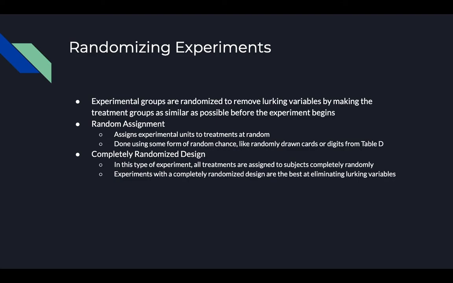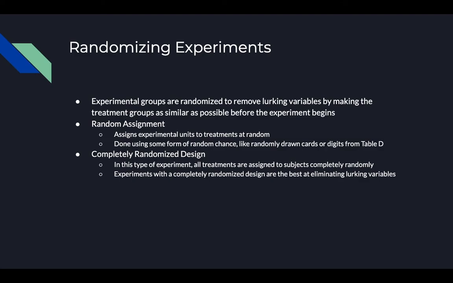Randomizing experiments. Experimental groups, you want to randomize them because this helps eliminate as many lurking variables as possible in the experiment. The way you do this is through random assignment. You assign experimental units to treatments at random using some form of random chance. This can be digits from table D. This can be randomly drawn cards that assign an unwitting subject to control or treatment group. It just has to randomly assign these subjects to treatments in any way.